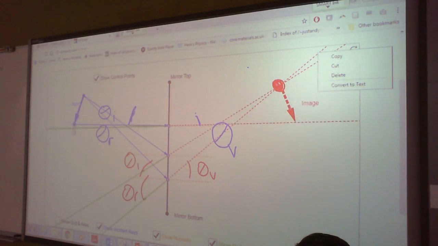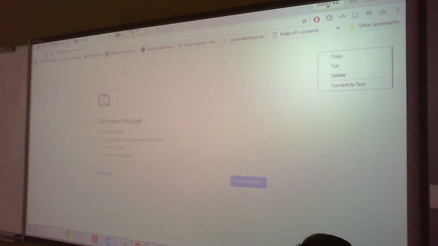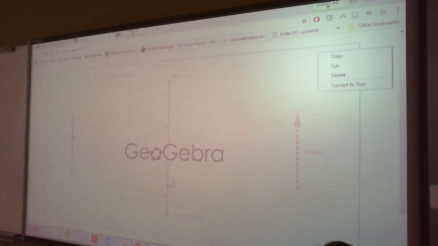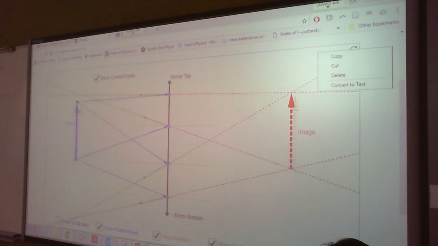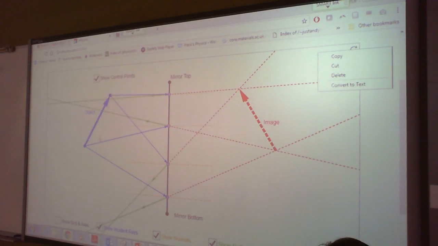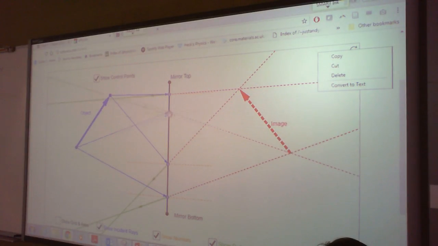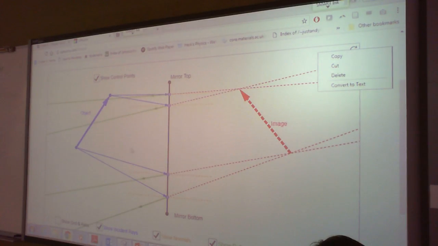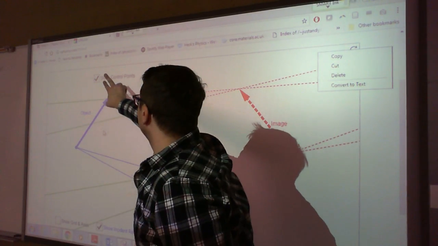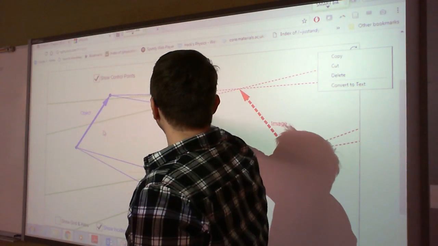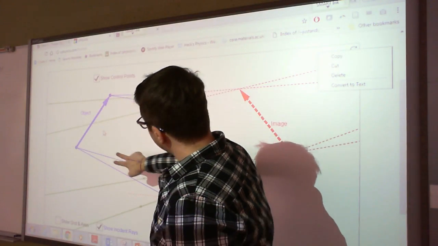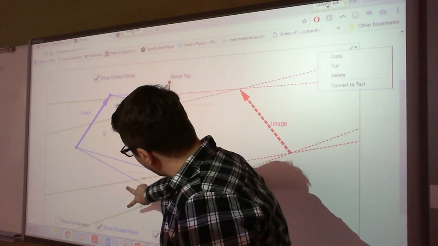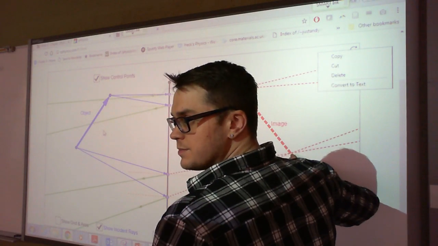If it's an extended object, the post-lab questions ask you to find at least 2 rays from the top and 2 rays from the bottom so that you can draw. Here, this is a little bit clearer. You can see from the top, these 2 incident rays and reflected rays draw back to where the tip is, and these 2 incident rays from the tail and reflected rays draw back to where the tail is.